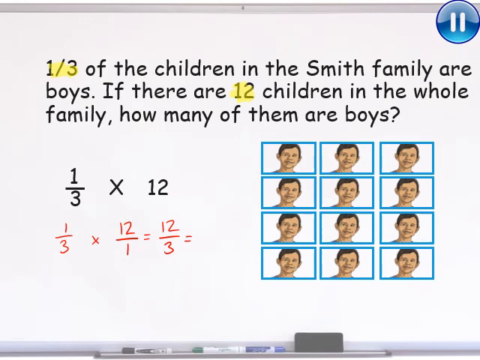3 goes into 12 how many times? 4 times. We can't really have a fraction for the answer of this one, because we can't have a 1/4 of a boy or a 1/3 of a boy, can we? You can only tend to get boys in whole amounts. If you got that, well done.